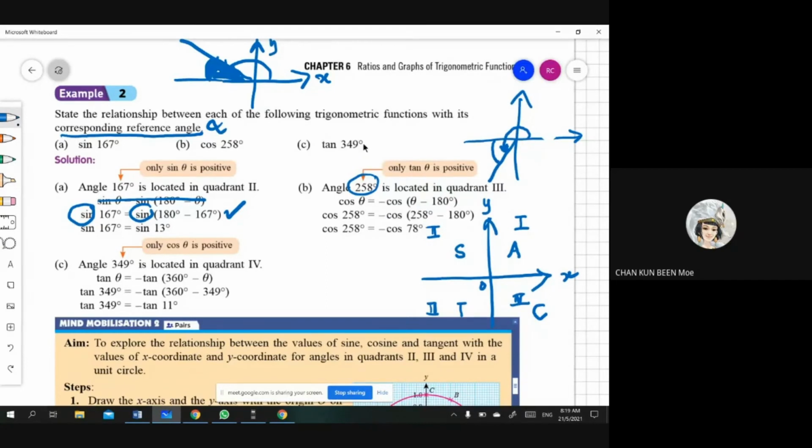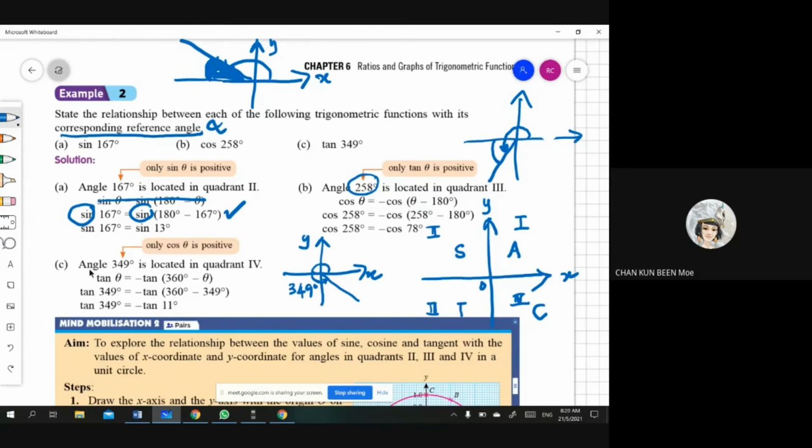Later on, I don't have to show you the calculator already, because you already know that they are the same. So last one, tan 349. This is 90, 180, 270. So here is 349. Which quadrant is it? Quadrant 4, correct. So we refer to quadrant 4 here. Only cosine is positive. Meaning if they ask you to look for tan, tan will be negative.